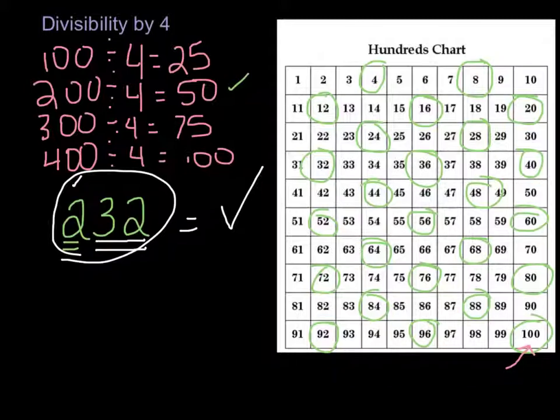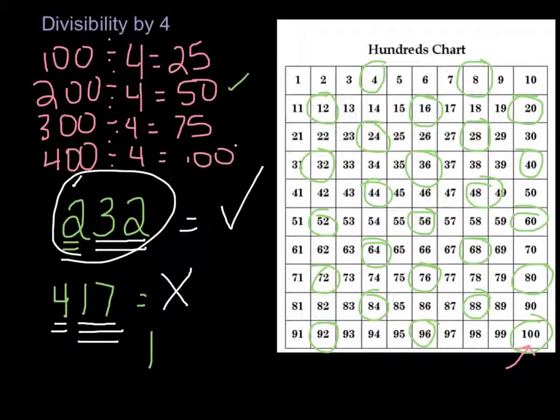If I look at the number 417, I know that my 400 part is divisible by 4 already. We looked at that up here. So I have to look at my last 2 digits, which is 17. And then I say, is 17 divisible by 4? And I say, no, it's not. So the number 417 is not divisible by 4. Let's do one more. What if I give you the number 1,352?